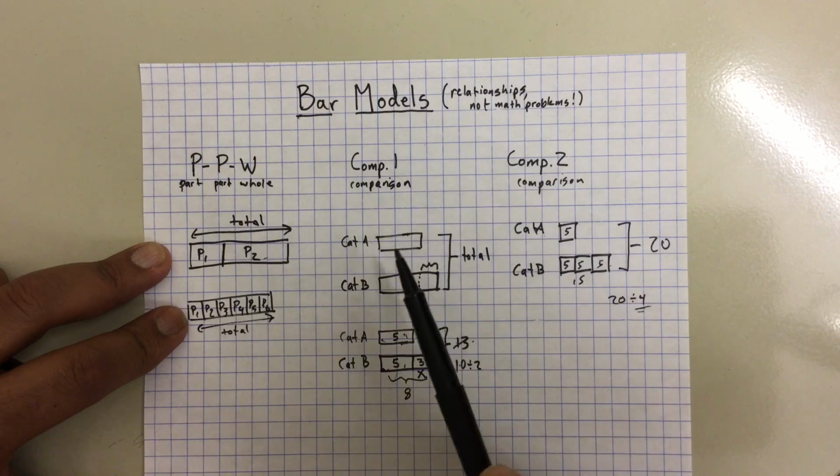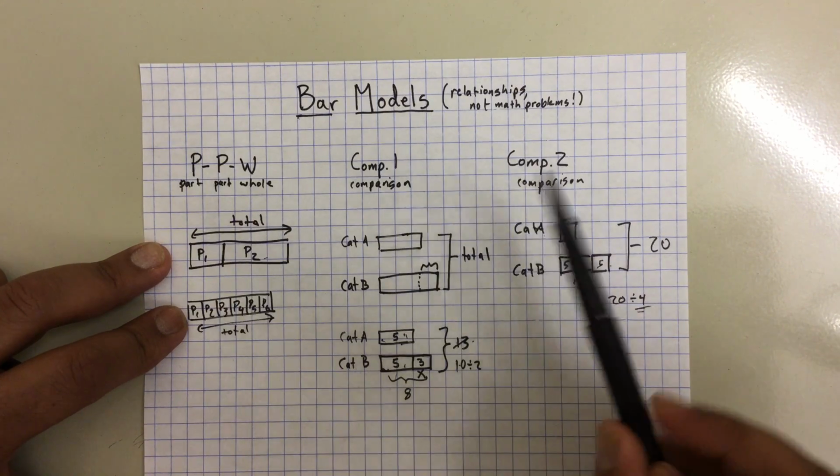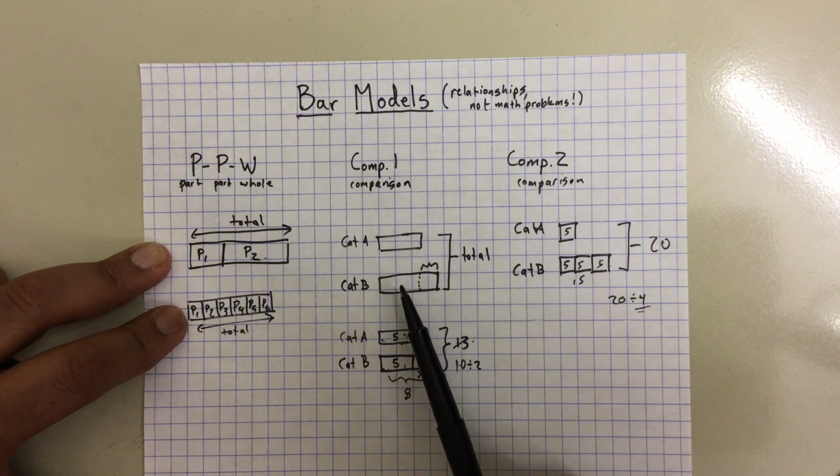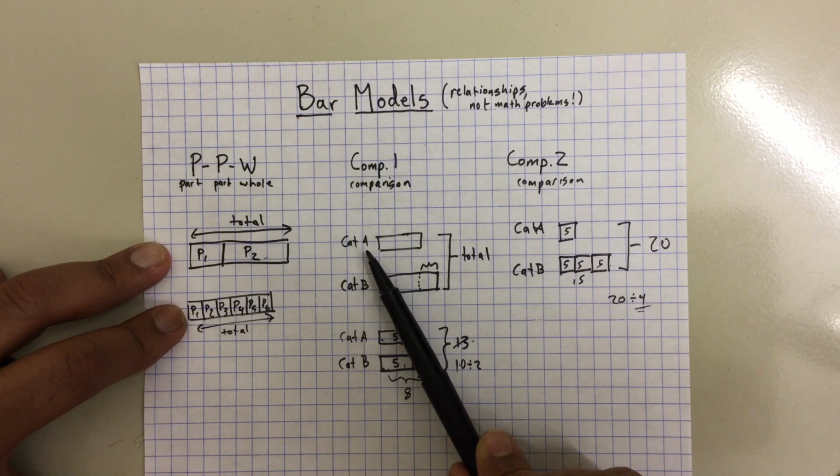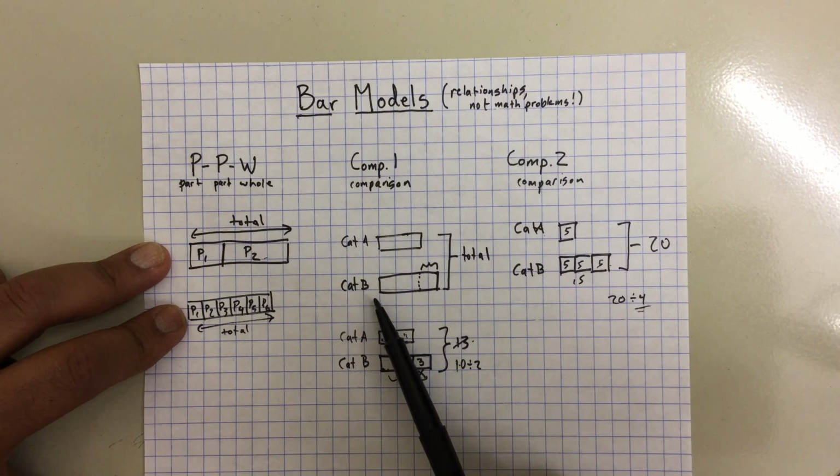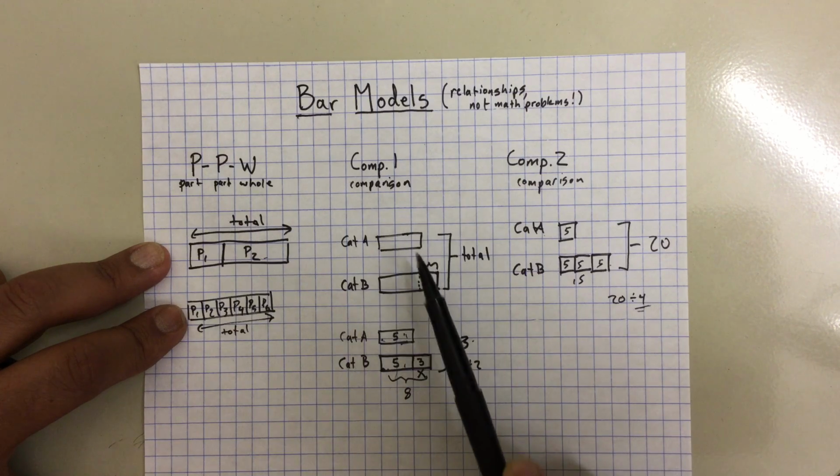Now, comparisons can be shown in 2 ways. The first way it can be shown is if you just say, hey, I've got a first category A and a second category B, and one's bigger than the other.